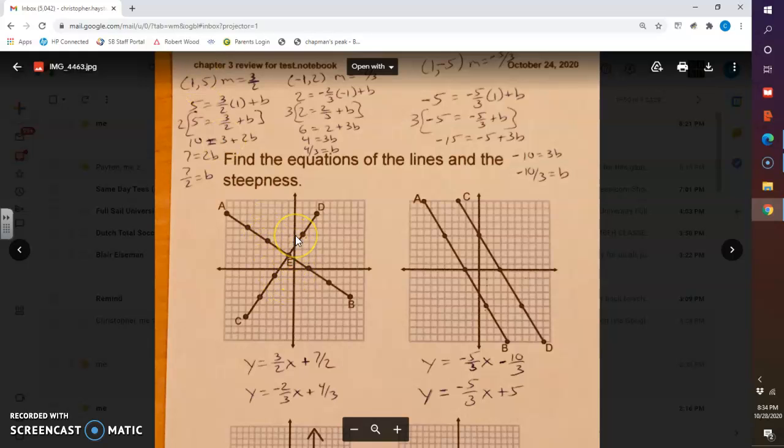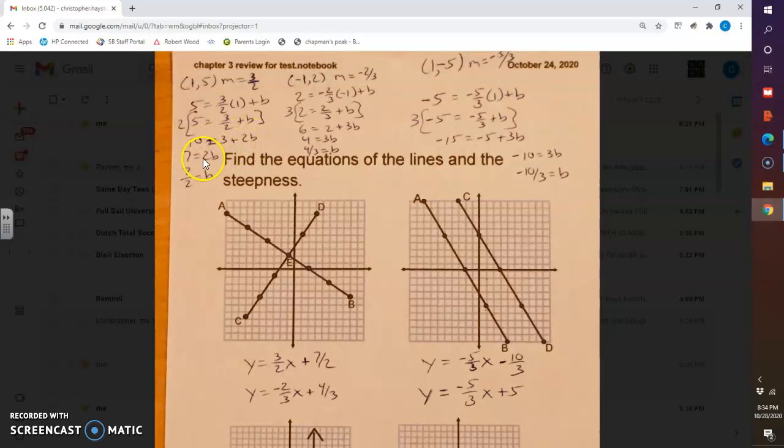I picked 1, 5. And now I solve for my b. I put 5 in for y, equals my slope of 3/2 times 1 plus b. We get 5 equals 3/2 plus b. I multiply everything through by 2. 10 equals 3 plus 2b. 7 equals 2b, and my y-intercept is 7/2. And it certainly looks like it as well. So the equation is y equals 3/2 x plus 7/2.